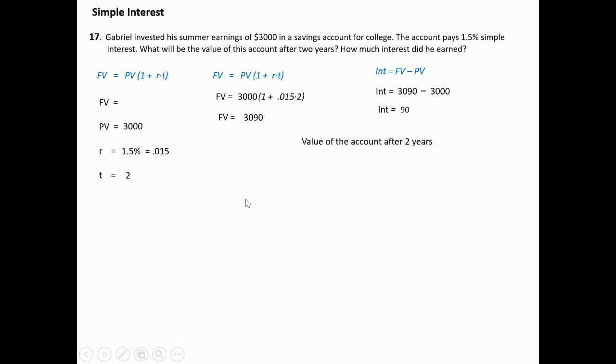So the value of the account after 2 years is $3,090, and the interest earned is $90. Okay.